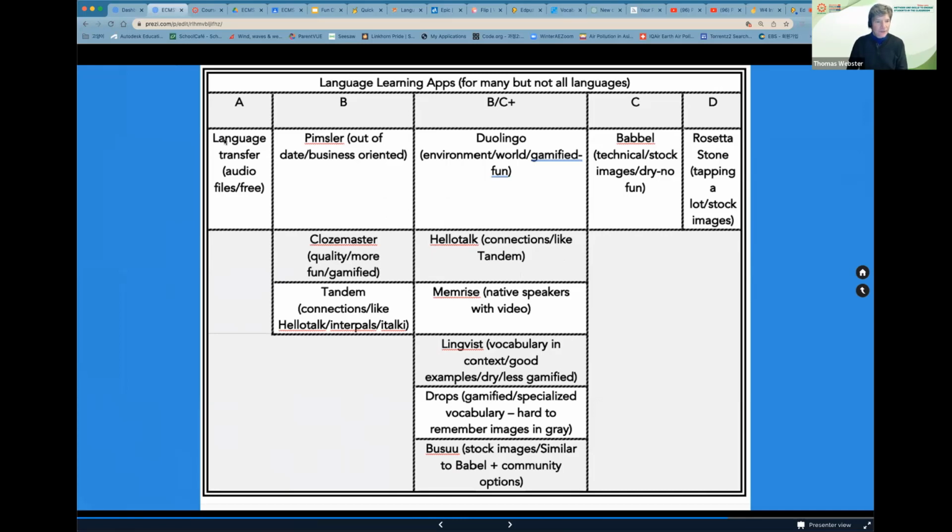He says that Language Transfer, that's the name of an app, is the best one. Then Pimsleur and Closemaster and Tandem are next. And then Duolingo, if you've heard that, HelloTalk, Memrise, Lingvist, Drops, and Busuu, those are all pretty good. And then Babbel is not very good. That was one of the original ones. And then Rosetta Stone, ooh, that's like an old dinosaur. That was one of the first ones that charged a lot of money to learn a language.